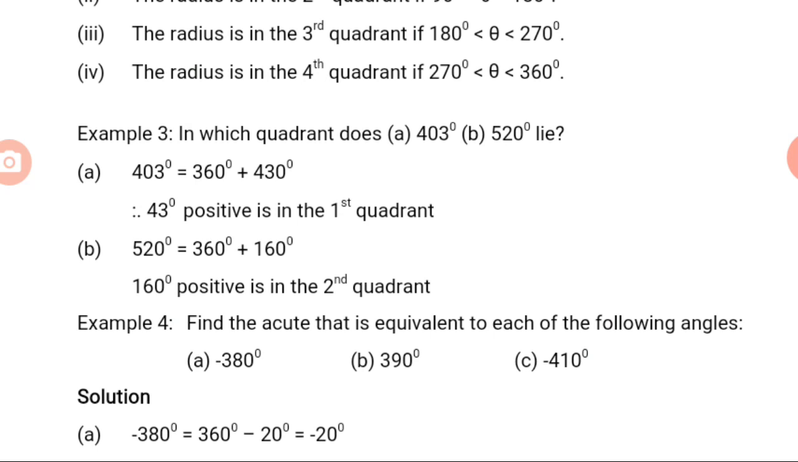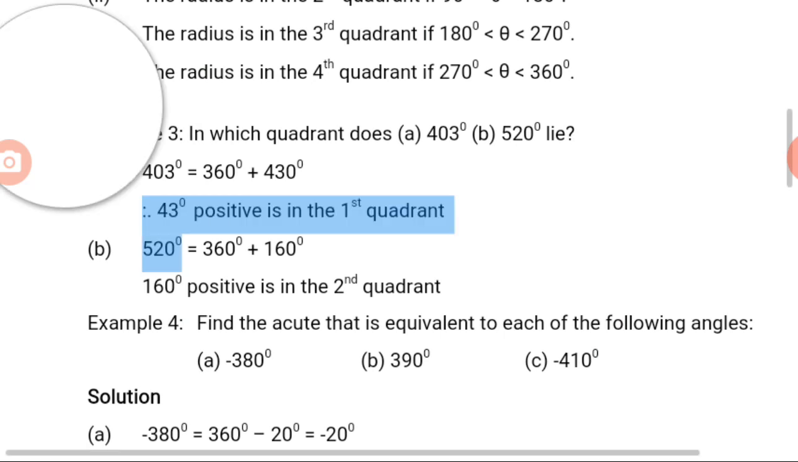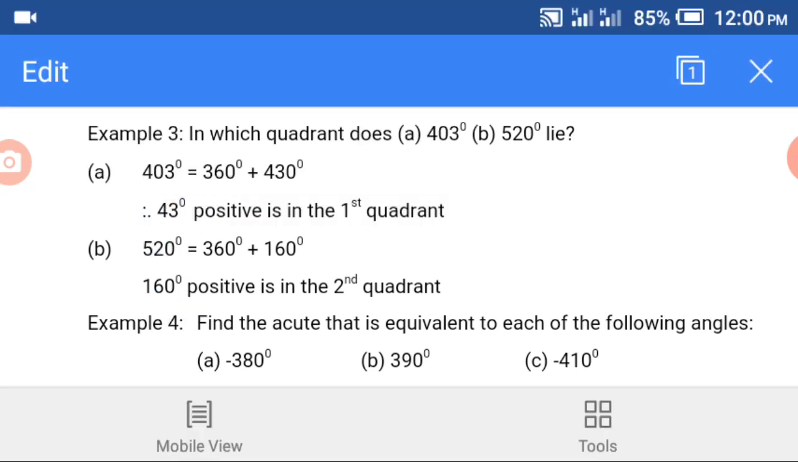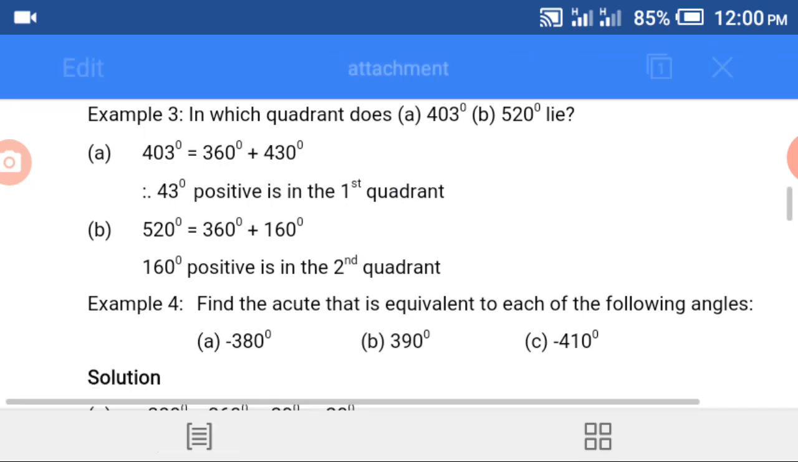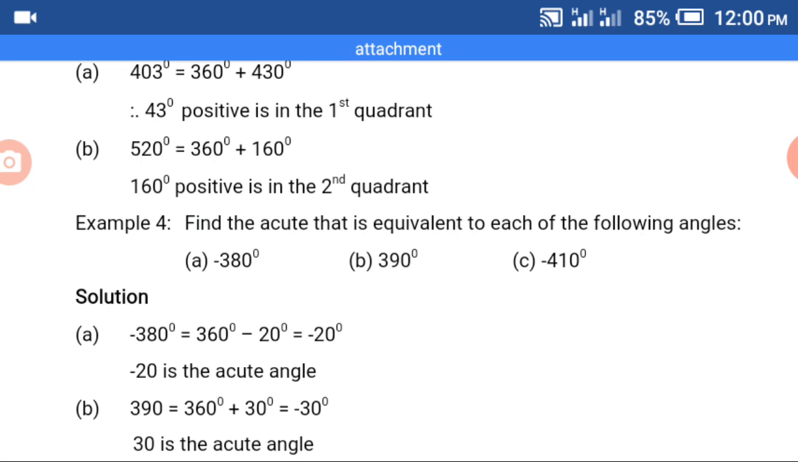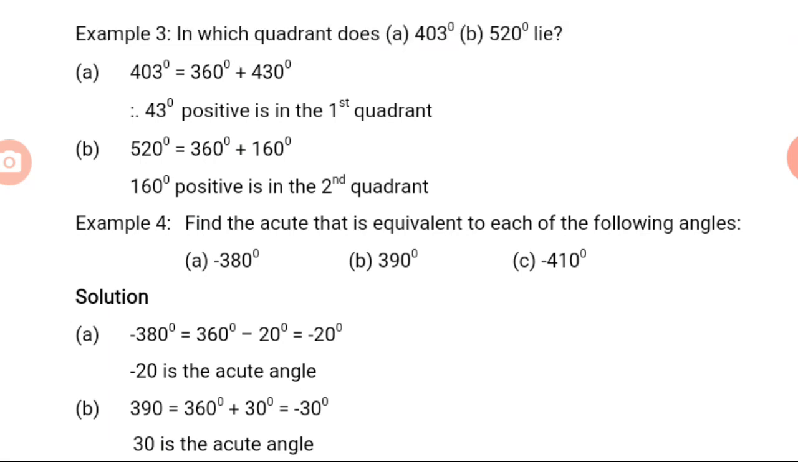Let's look at example 4. Find the acute angle that is equivalent to each of the following angles. The first one is minus 380 degrees. The second one is 390 degrees, while the fourth one is minus 410 degrees. Now, solution.